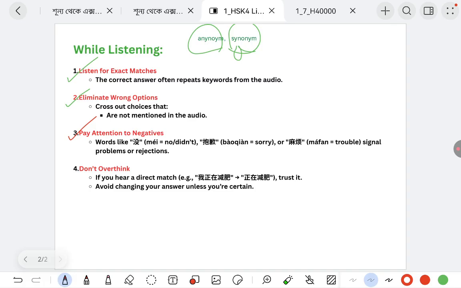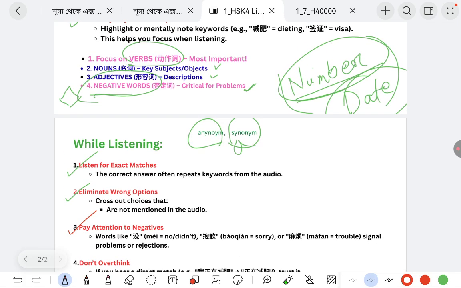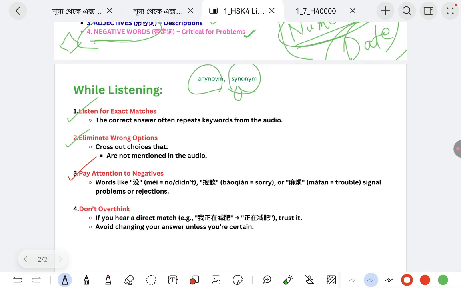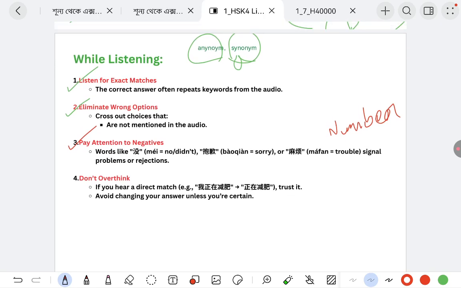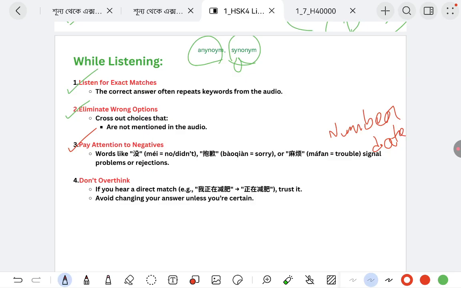And pay attention to negative words. I already mentioned it here, but I didn't mention numbers and dates. Numbers and dates are traps for you. Number, date, and negative word. They can make it negative in two ways. One is they use "not" for making something negative. Also they can use an opposite word. For example, good and not bad, they also can use an opposite word to make it negative. I hope you understand what I mean.